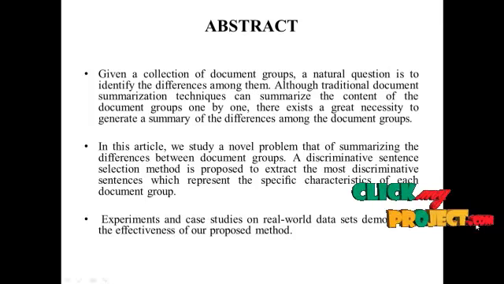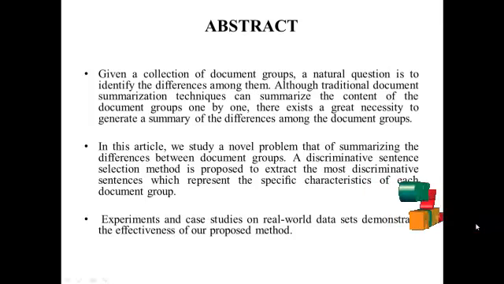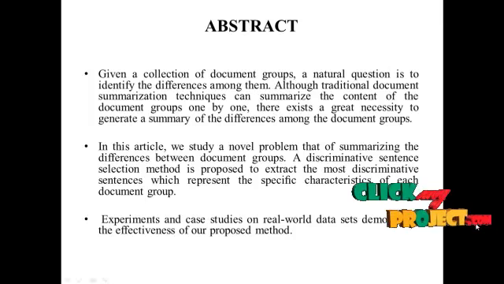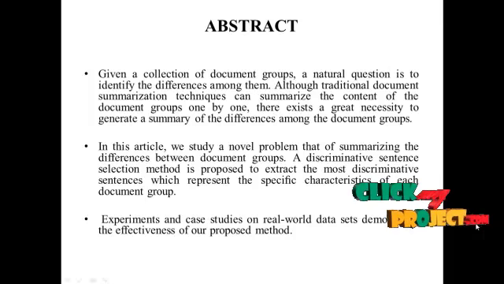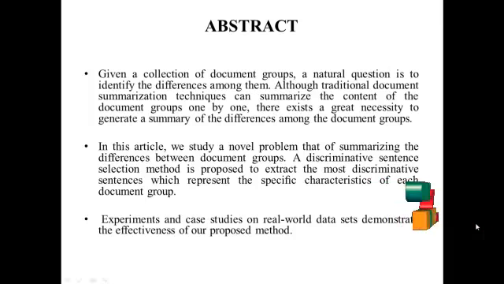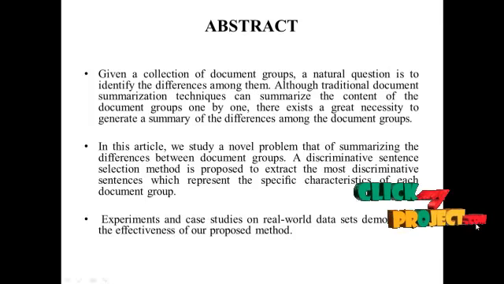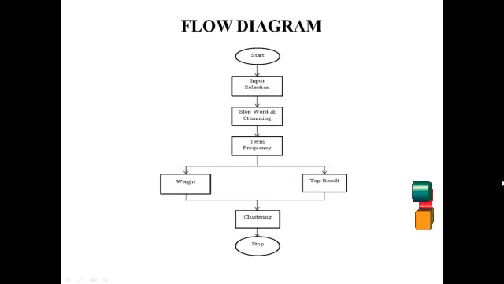Here, traditional document summarization techniques summarize the contents of the document groups one by one. There exists a great necessity to generate a summary of the differences among the document groups. The discriminative sentence selection method is proposed to extract the most discriminative sentences which represent the specific characters of each document group. Here, let us discuss the data flow diagram.